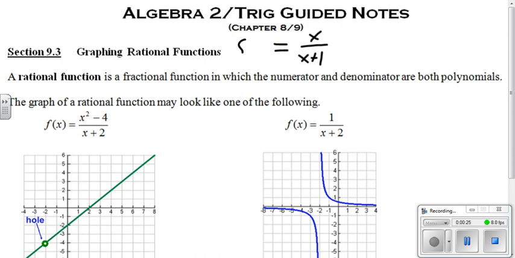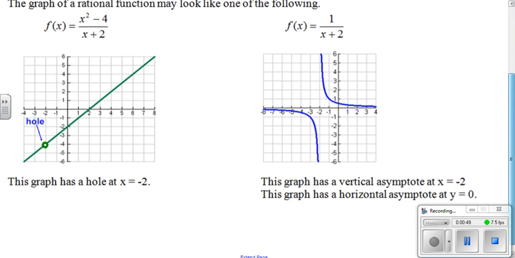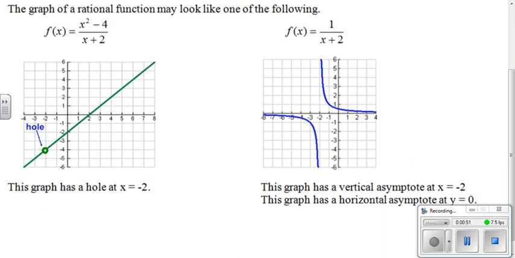If we were to say, though, f of x equals x over x plus 1, now there's an equal sign in there and it has become a function. So the difference is that there's that f of x equals portion that turns it into a function versus just an expression. So again, a rational function is a fractional function in which the numerator and denominator are both polynomials, meaning both have a chance to have variables. Not all of them have a variable in both.